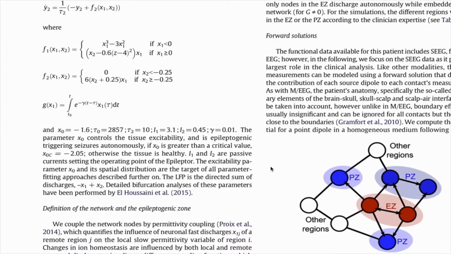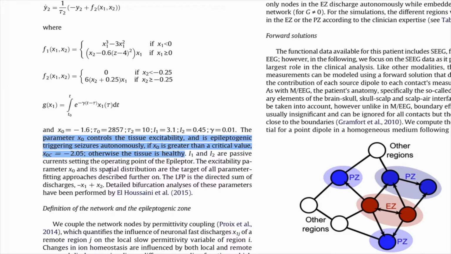So we've discussed this Epileptor model before, but one parameter we haven't talked about is this very important parameter called X0. And I highlighted part of the text here. So this parameter X0 controls the tissue excitability and is epileptogenic, triggering seizures autonomously if X0 is greater than a critical value of minus 2.05, otherwise the tissue is healthy. So this means by varying this X0, we can set this Epileptor model to trigger seizures or to remain stable.